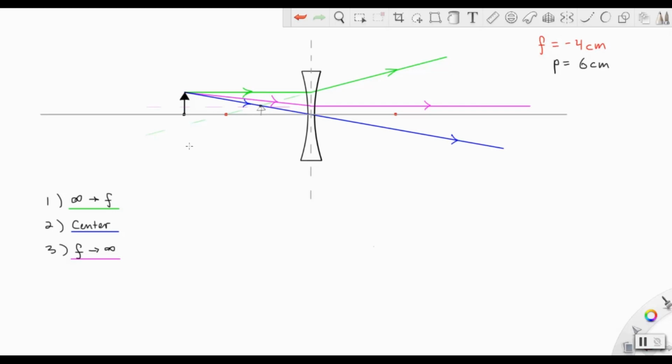Okay, so this is 3 examples to show you how to use the 3 principal rays. In the next video, we're going to be doing the same thing with our spherical mirrors, and we're going to be using these same 3 rays.